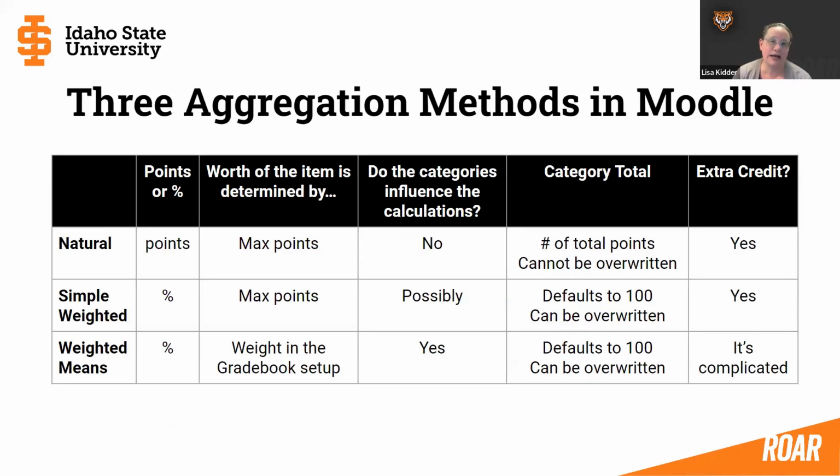Generally speaking, there are 3 aggregation methods. Natural means you add up all the points and divide by the total. That is a very common grading method. Simple weighted is basically the same thing, but we communicate everything in terms of percentages. Weighted mean of grades means that we put groups of items together, like all the quizzes, all the assignments, all the research reports go into separate categories, and then they are weighted at a category level.